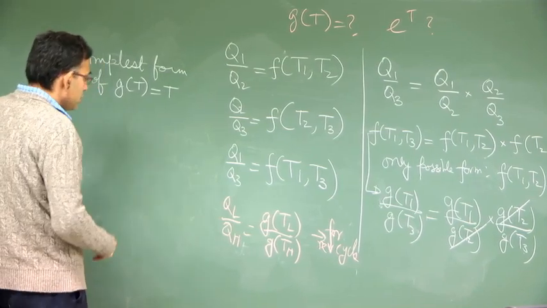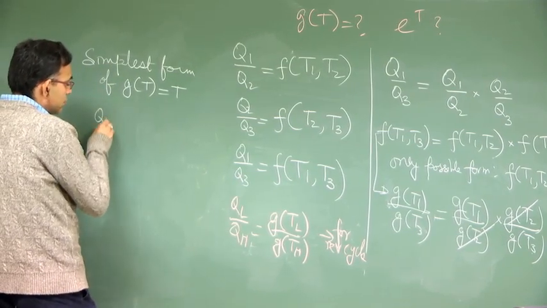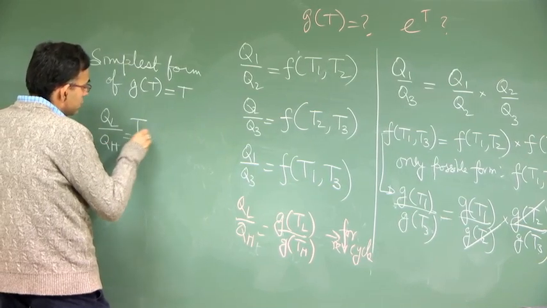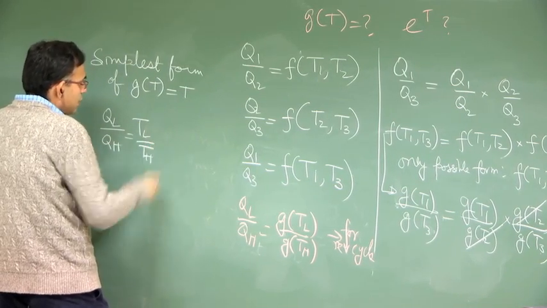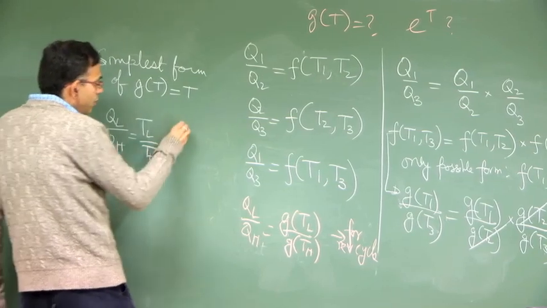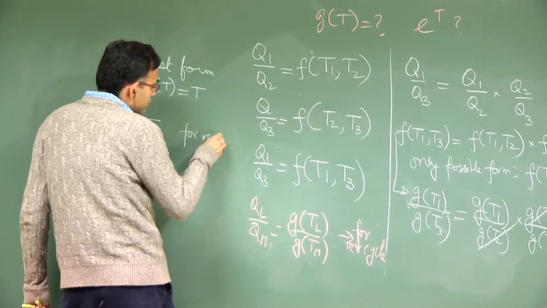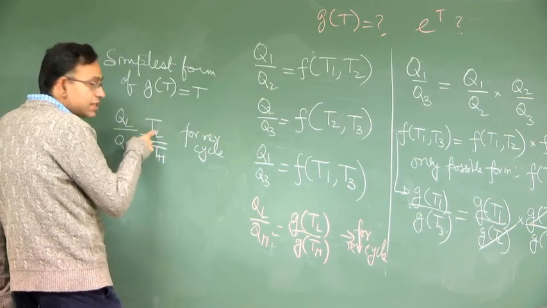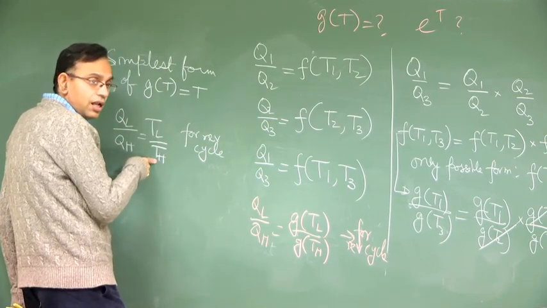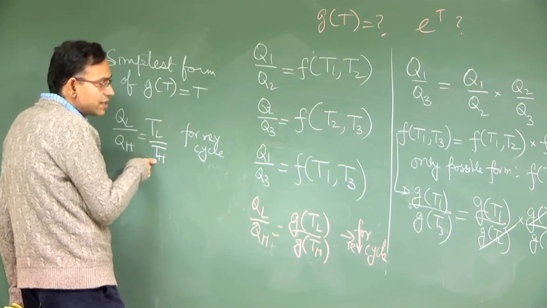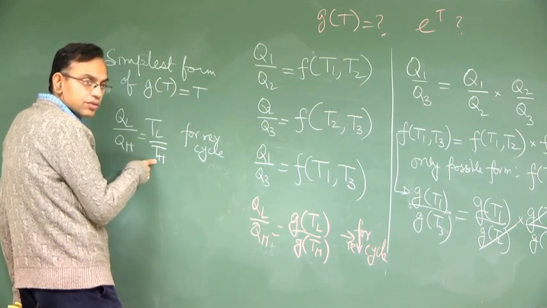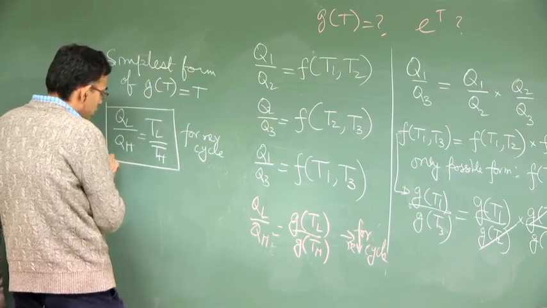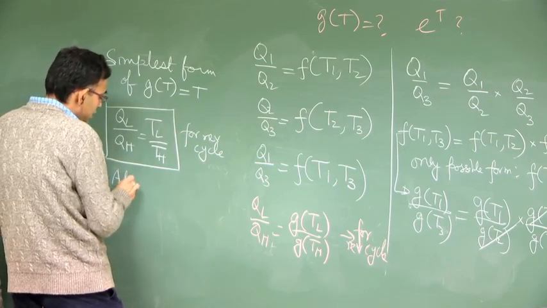And then you come up with this relationship for a reversible cycle. Temperatures defined in this way are called absolute temperatures. So, this is the construction of a temperature scale called the absolute temperature scale.